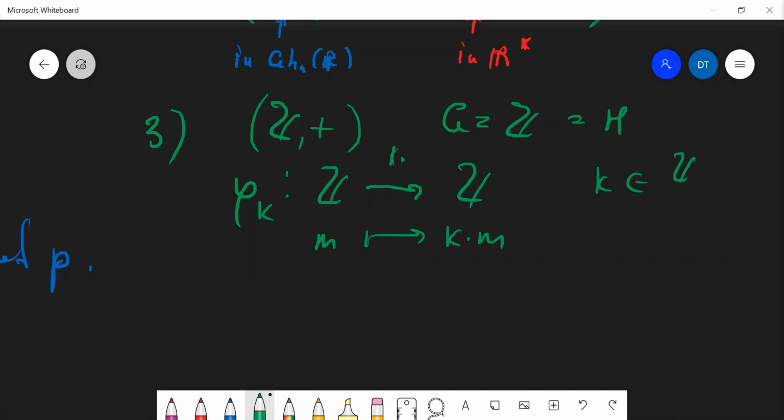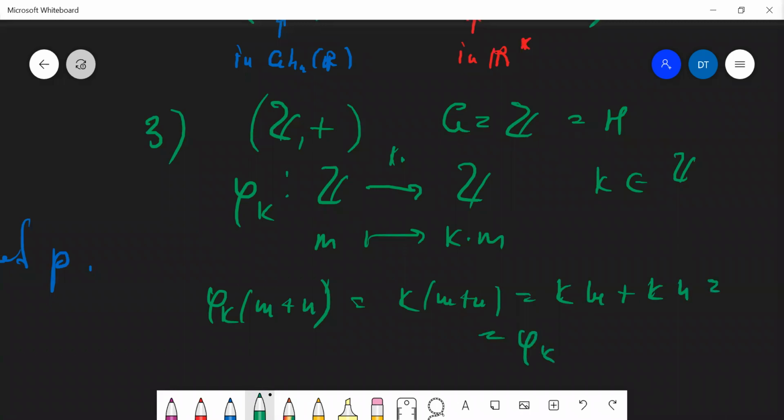Why? Because if you take phi_k of m plus n, this is exactly the same as k times (m plus n), which is km plus kn, and this is by definition phi_k of m plus phi_k of n. And as you can see, here you use the operation from the left Z, and here you use the operation from the right-hand side Z. So this is another example of a homomorphism.